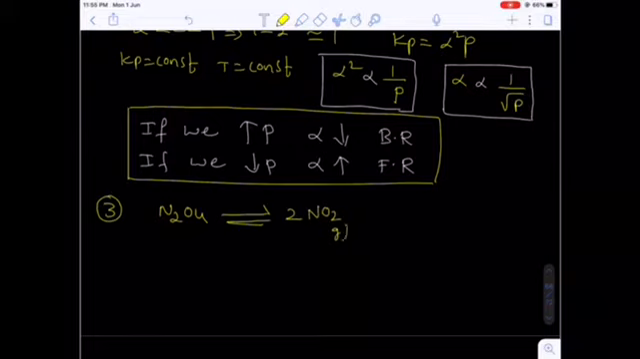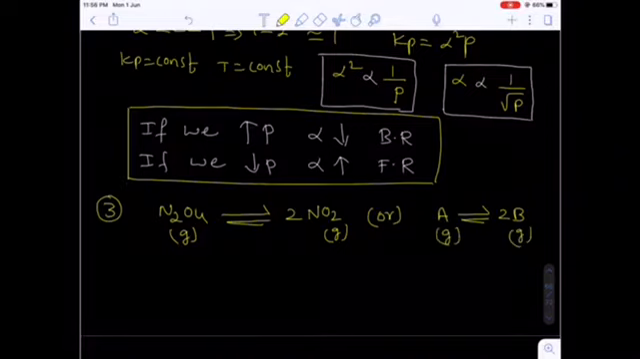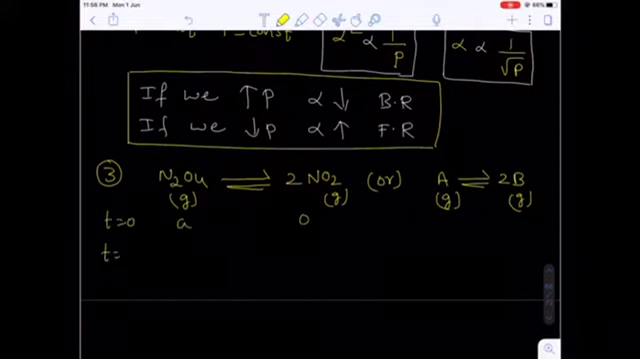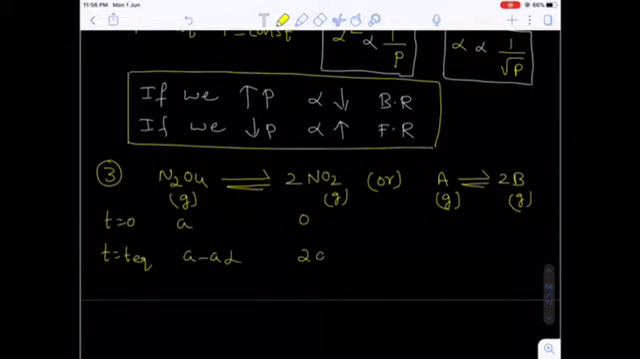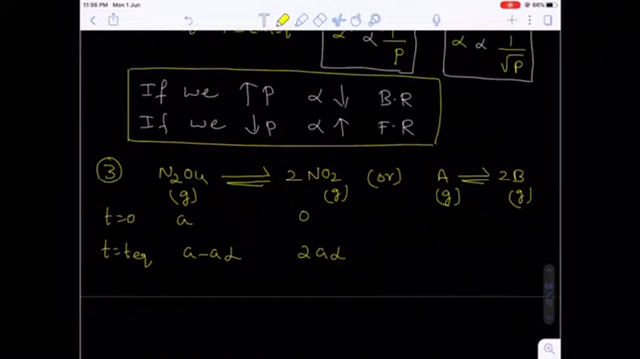N2O4 in equilibrium with 2NO2. This is a very important example, but in general the example is A gives 2B. This is also a general example, 1:2 ratio. Both the species must be gases. Now here initially we have A moles, 0 moles. When the system attains equilibrium, alpha fraction decomposes. For 1 mole, alpha; for A moles, A alpha decomposes. Now 2A alpha will be formed.